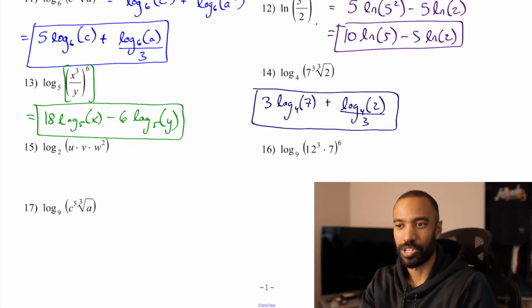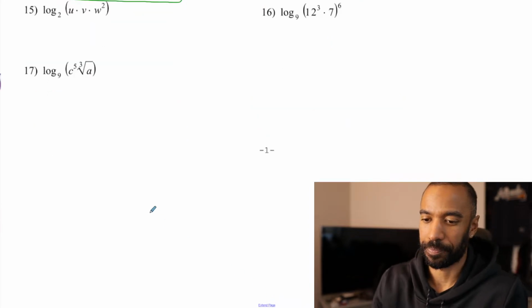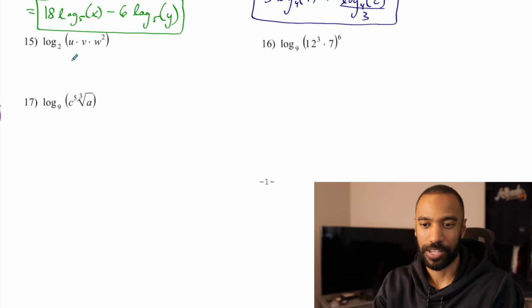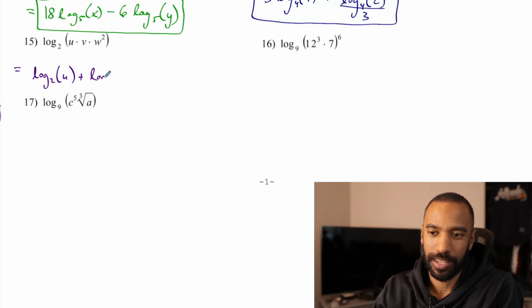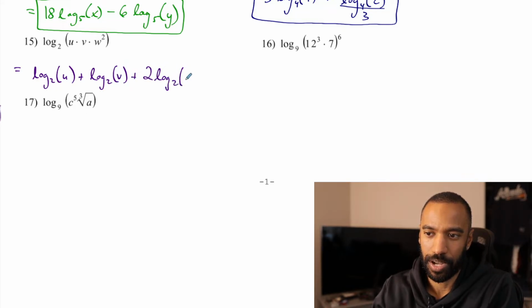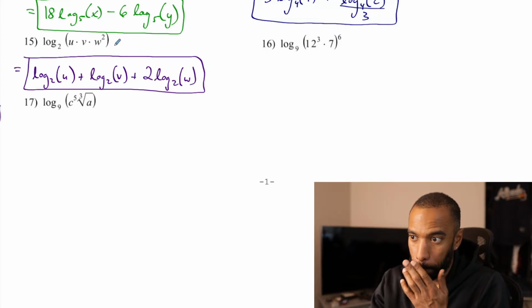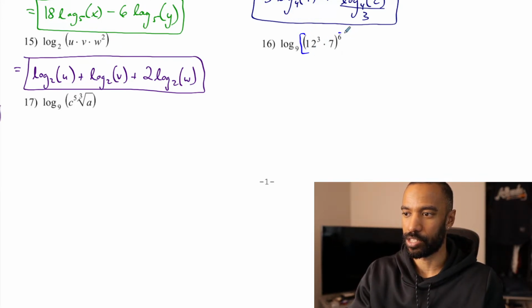I just won't, because I don't think they want us to do anything further than expansion. Okay. Yeah, it doesn't necessarily get any harder here. I should have crossed some of these ones out, even for my own students. All right, so this is a lot like, I think, number 2. It's log base 2 of u plus log base 2 of v plus 2 times log base 2 of w.